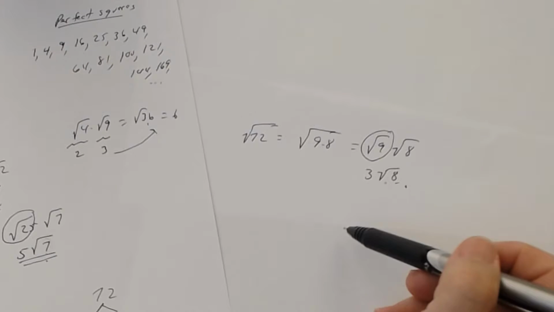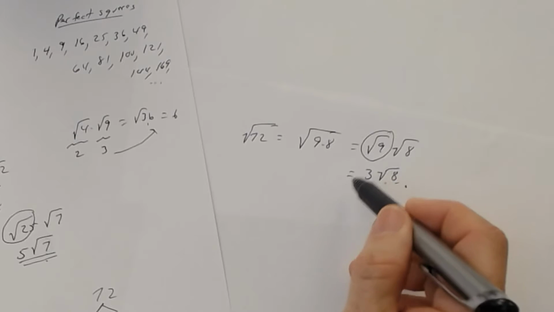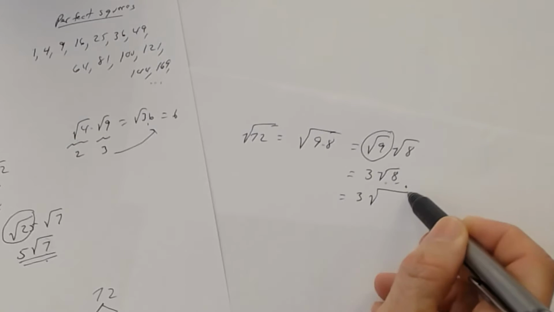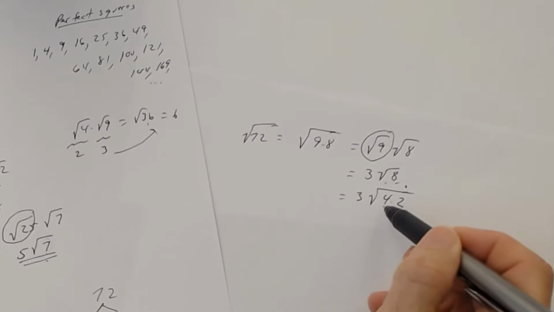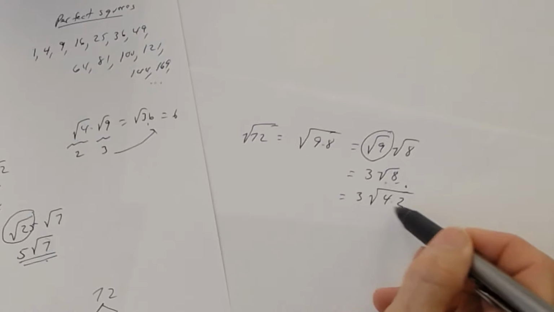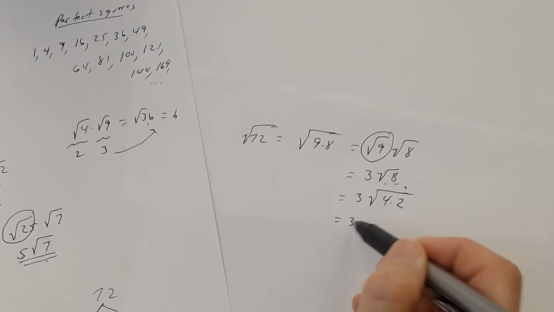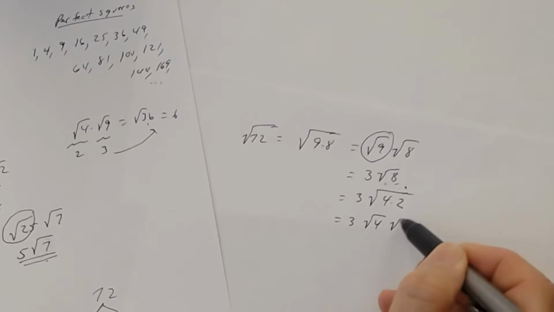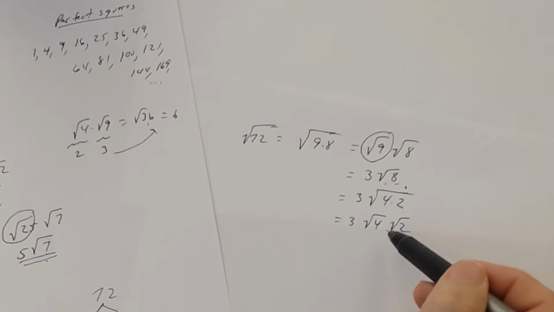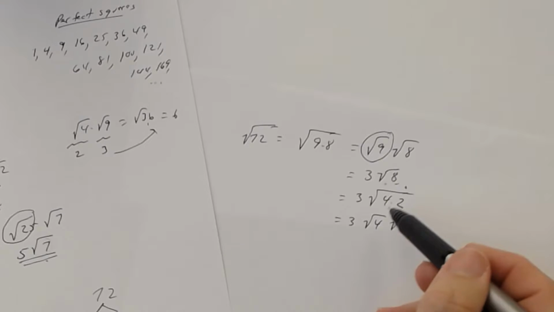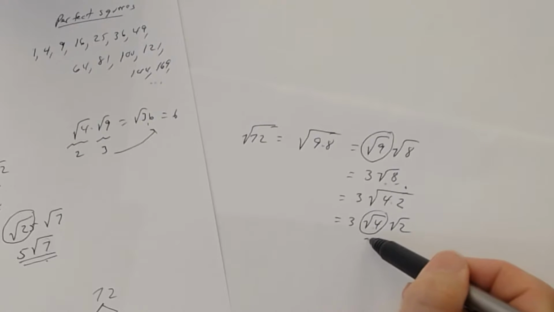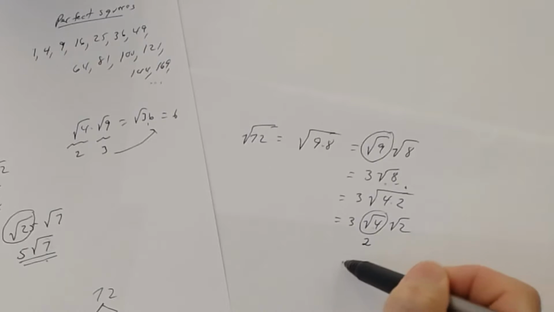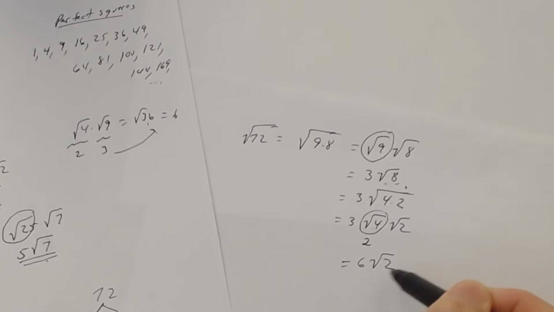So you want to keep doing this again. You go through that same process over. So this becomes 3 times the square root of 4 times what? 2. So then you split this apart. So it becomes 3 square root of 4 times the square root of 2. See what I did? It helps if you do that. Now this part I can simplify right away. What's the square root of 4? 2. And 3 times 2 is 6. So I get 6 square root of 2.